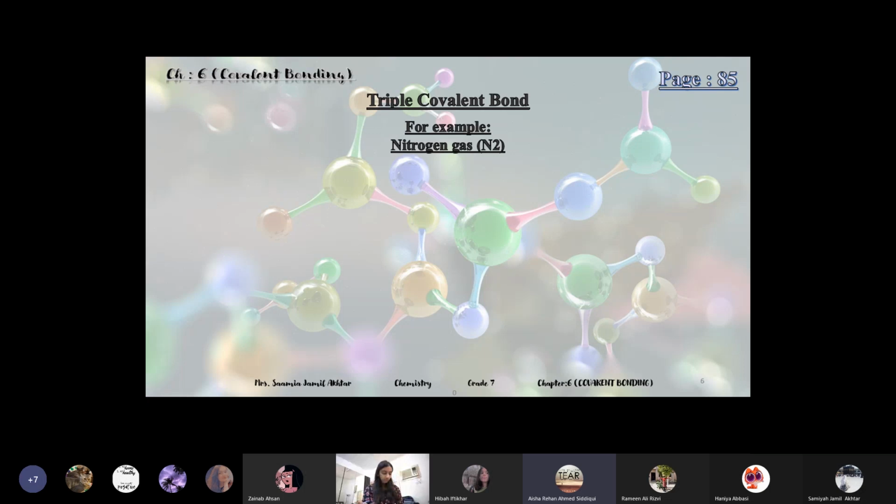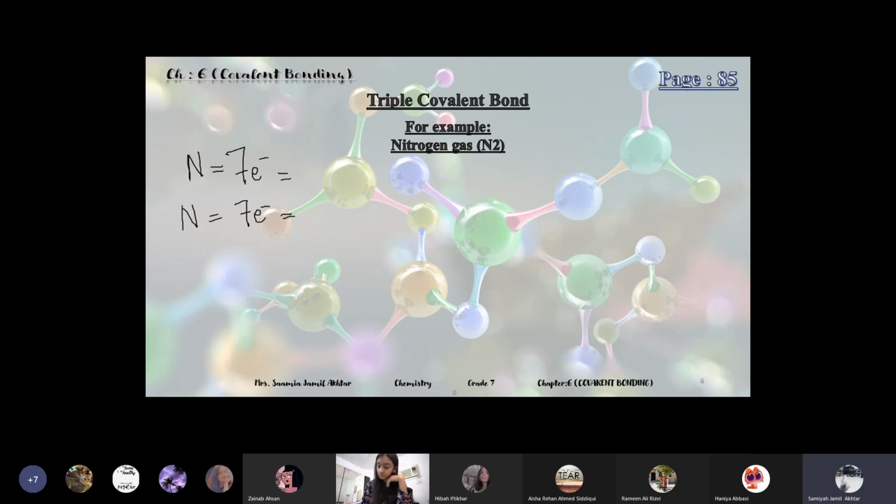Teacher, do the triple bonds and the double bonds depend on the number of atoms or the number of electrons? Number of electrons being shared. Okay, teacher. I thought they were the number of atoms. No, number of electrons being shared. If each atom shares one electron, it's a single bond. If each atom shares two electrons with each other, then it's a double covalent bond. In the case of nitrogen, we'll see that each nitrogen will share three electrons.